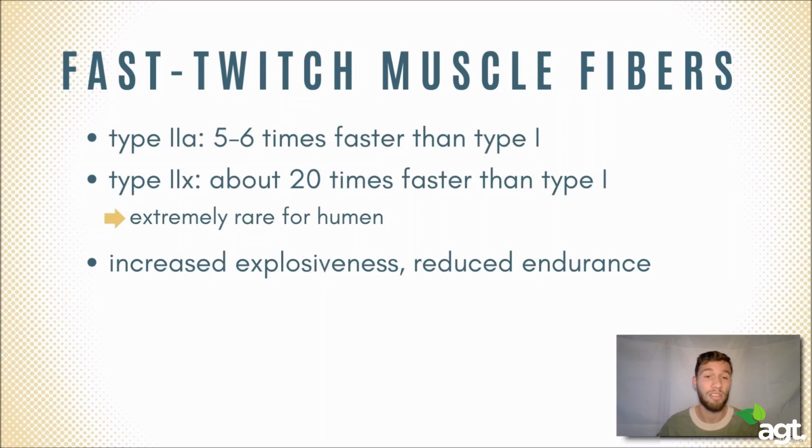So anybody who has a high amount of fast twitch muscle fibers is capable of producing highly explosive movements, but with a very low endurance. Like we have an increased explosiveness with a reduced endurance. Cheetahs, for instance, are around 95% type 2X.